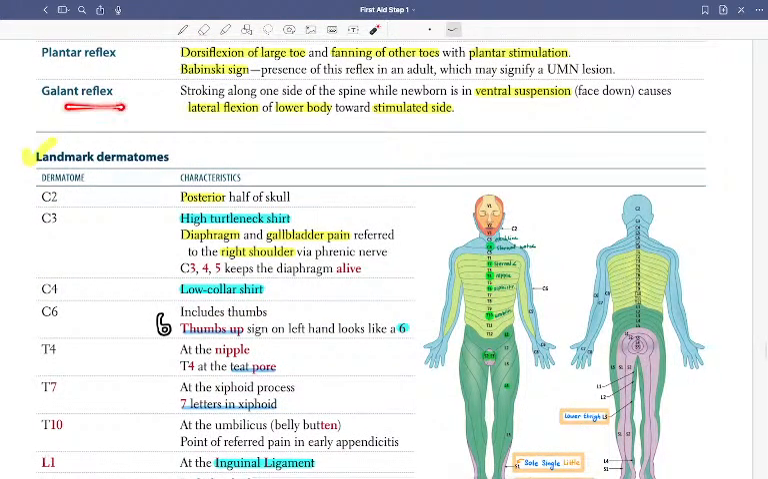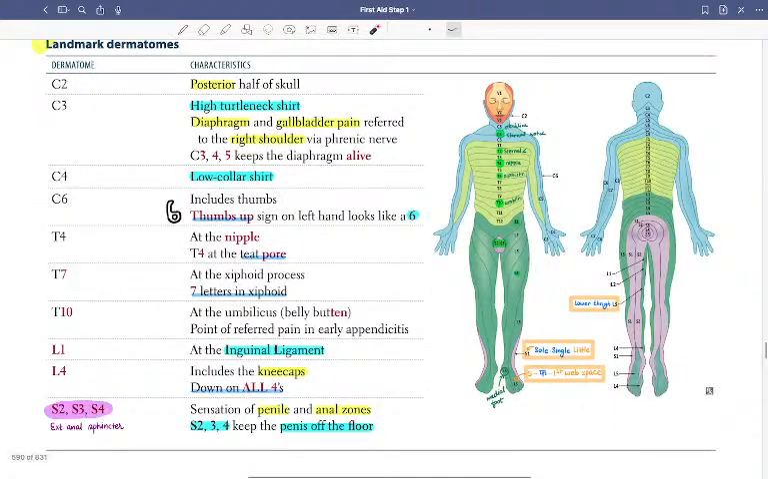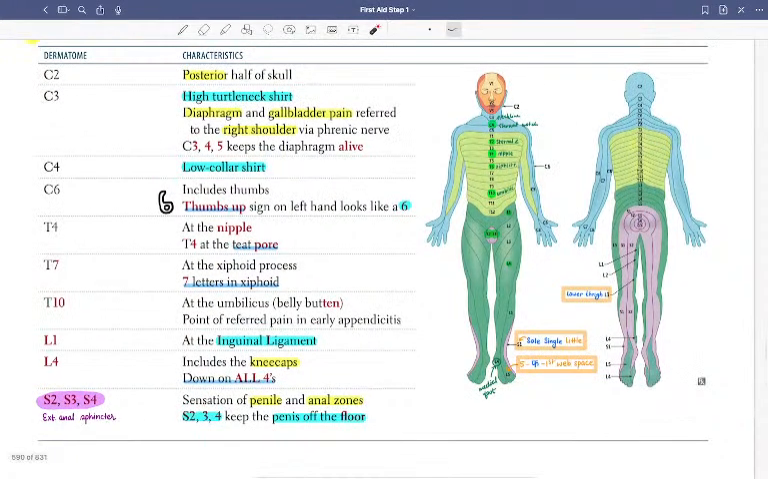And this Galant reflex is the new one. Stroking one side of the newborn in the ventral suspension position, face down, causes lateral flexion of the whole body towards the stimulated side. That is Galant reflex.